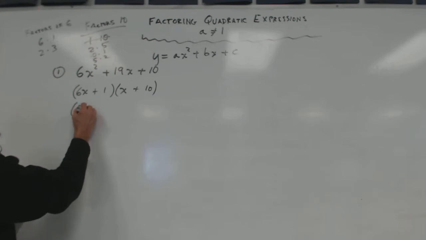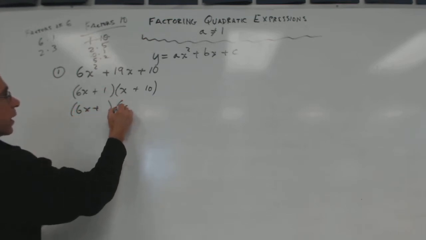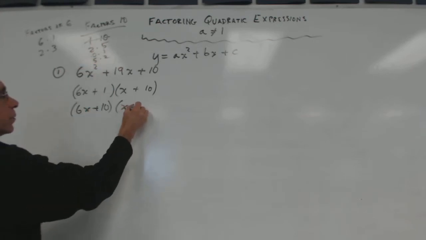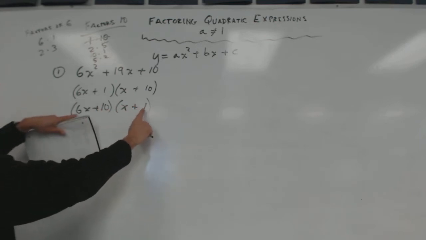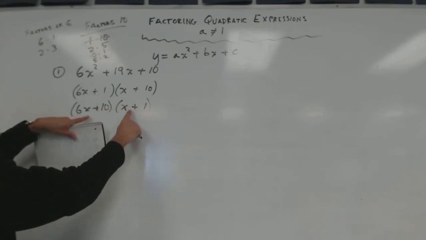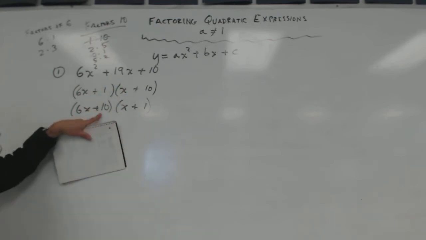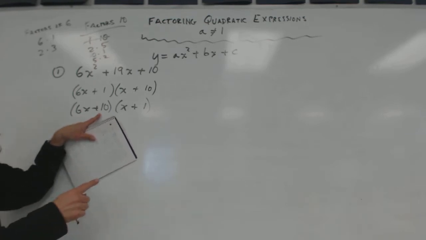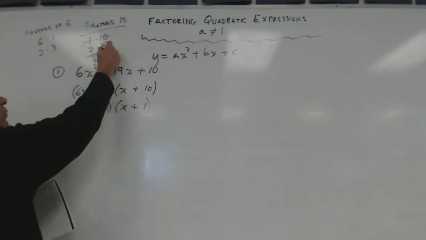Okay, let's try 6x plus 1 times 6x plus 10. So we'll do 10 and 1, I just reversed it, right? So suddenly I have 6x plus 10x. That's 16x. Oh, I'm close, but not right there, right? Do you see what I'm doing? Everybody get it? 6x plus 10x is 16x. Okay, I know that one doesn't work.